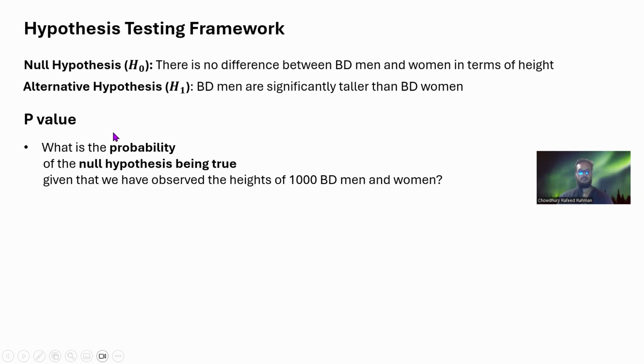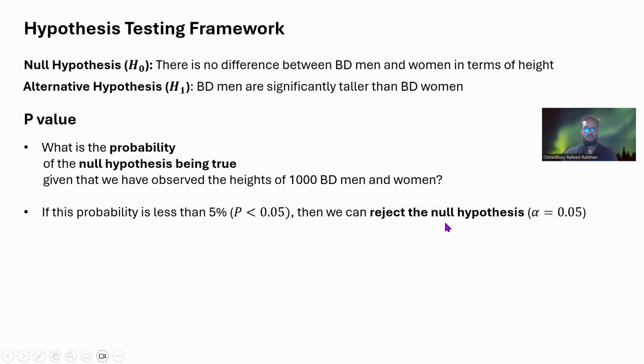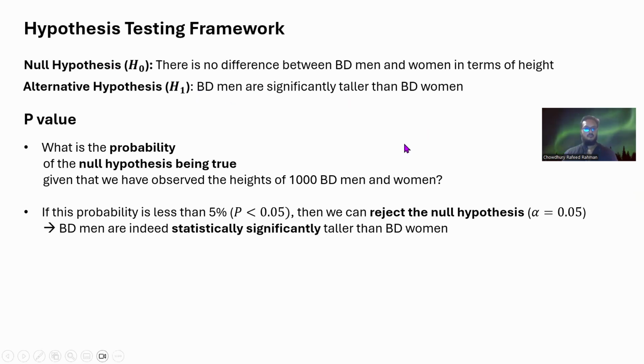That is called the p-value. Now, if our statistical test gives us a p-value of less than 0.05, that means there is less than 5% probability of the null hypothesis being true. Then what we can do is we can reject the null hypothesis. That means we can say that, okay, this is not true. That means indeed BD men are significantly taller than BD women. Okay, fine. Now the question is, how do we get the p-value?